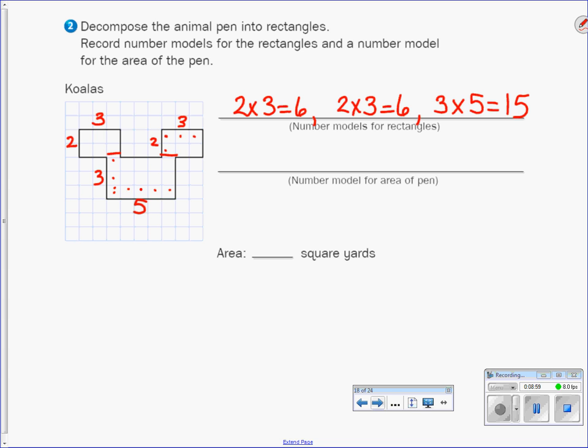Then I would come down and I would just add 6 plus 6 plus 15, and that's going to give me my area. So 15 plus 12 would give me 27. So my area of my rectilinear is 27 square yards.